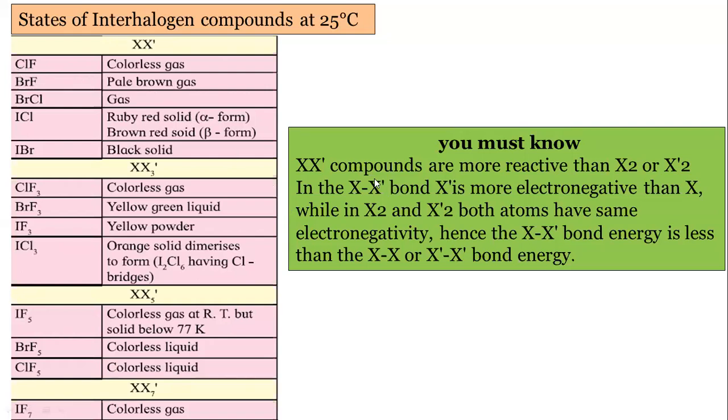So this question is asked in the examination: why are interhalogen compounds more reactive than normal halogens? The reason is bond dissociation energy, or this is a weak bond, remember. This is easily broken. These are some states of interhalogen compounds shown at 25 degrees Celsius. You can read at home, because this is not very important for the examination.